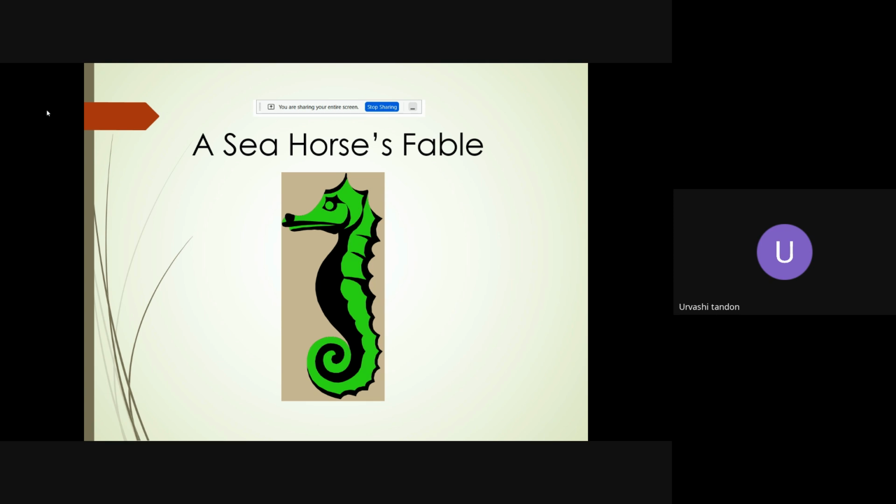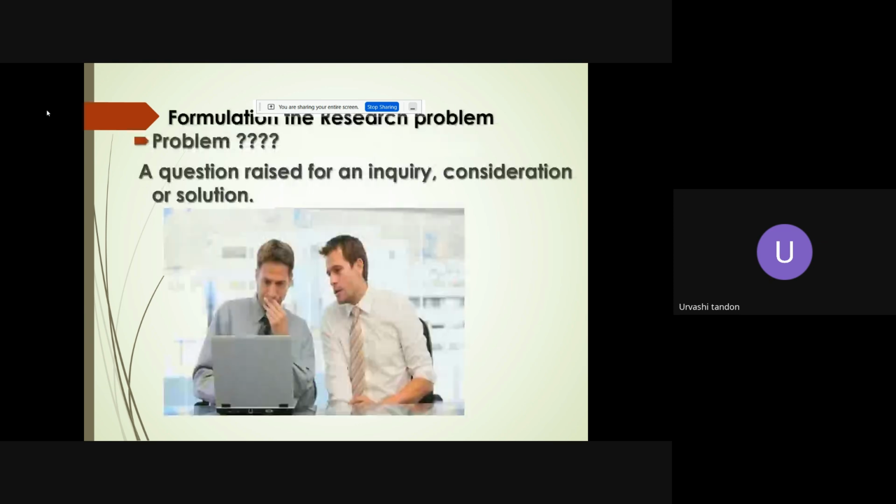So as a result of this, our entire process of what we call research goes futile. So here it's very important for us to identify the problem, and that too in a very well-defined way.